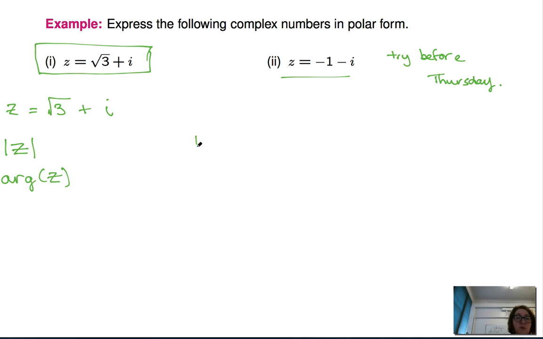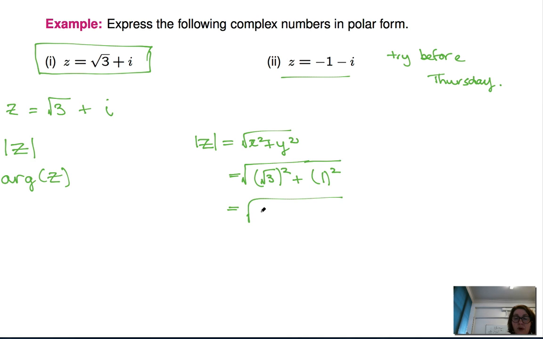So let's recall what those definitions are. So mod z is equal to the square root of x squared plus y squared. So in our case, that's just the square root of, well, x is root 3, and y is just the coefficient of i, which is 1. So this is equal to the square root of 3 plus 1, which is 4. And so the square root of 4 is just 2. So our modulus of z is 2.